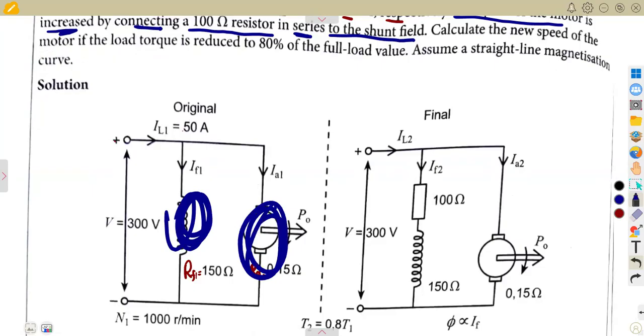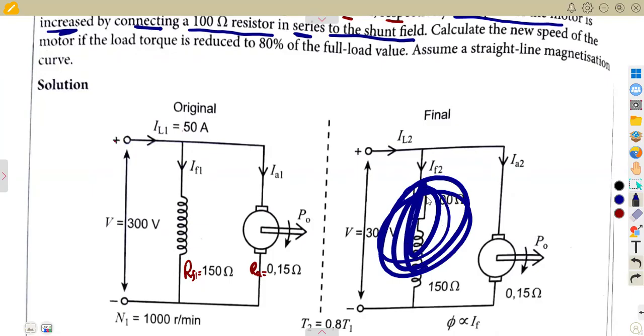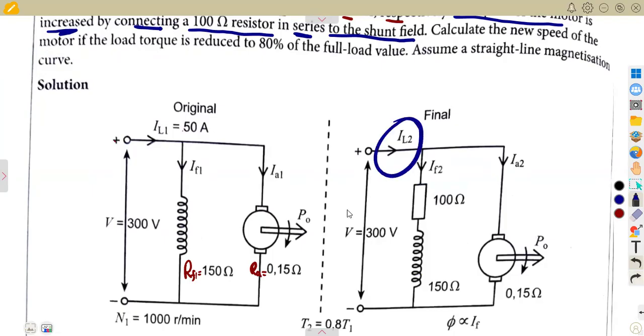Then your armature circuit. So it was connected in series, meaning to say from the original, we are going to have the final circuit here with a resistor connected in series to the what? To the shunt. If it was connected to the armature, you're going to connect here. But this one is to the shunt. So it is going to affect a lot just connecting this resistor. It affects a lot of things. The load current of the final circuit is going to be affected. The armature current on its own, the field, a lot of things that we're going to have will be affected.